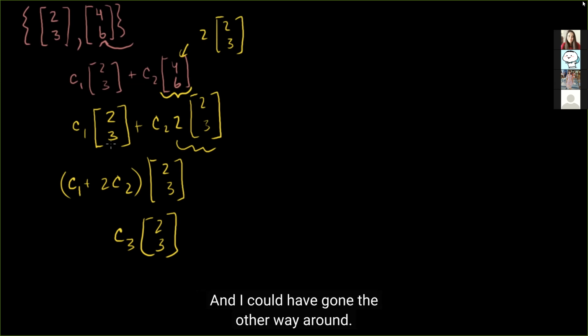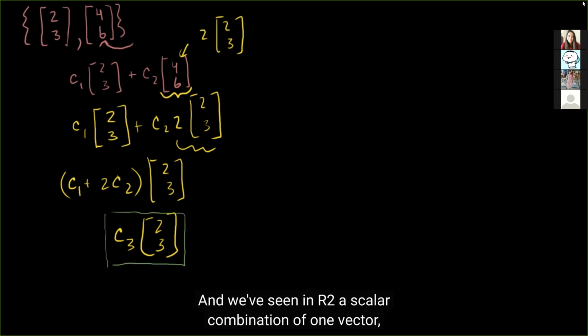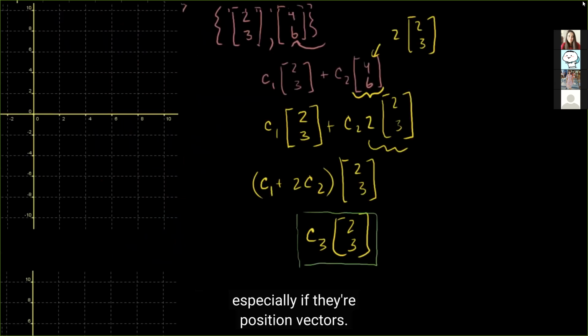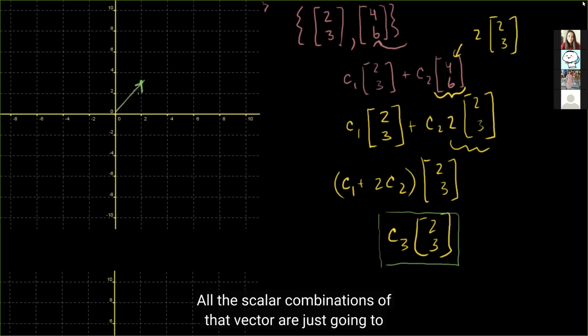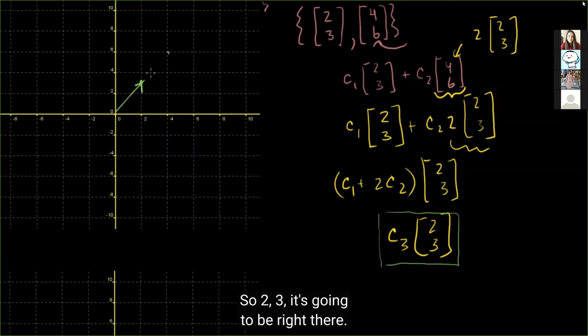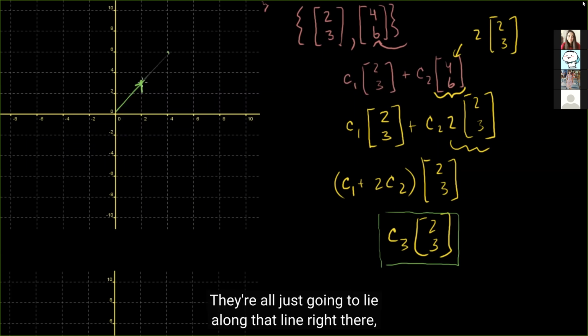I could have gone the other way around. I could have substituted this vector as being 1/2 times this and just made any combination a scalar multiple of the second vector. But the fact is that instead of talking about linear combinations of 2 vectors, I can reduce this to just a scalar combination of 1 vector. And we've seen in R2 a scalar combination of 1 vector, especially if they're position vectors. For example, this vector 2, 3 looks like this. All the scalar combinations of that vector are just going to lie along this line right there.